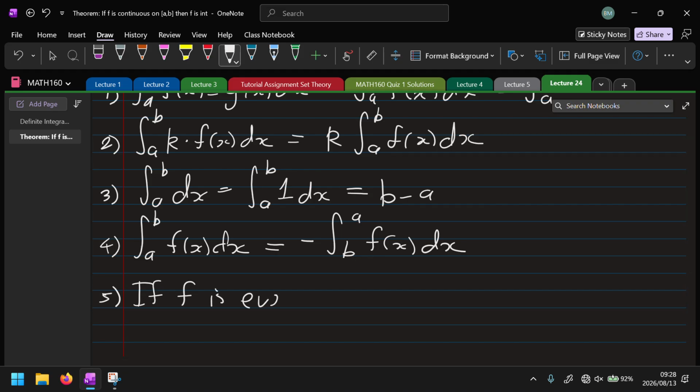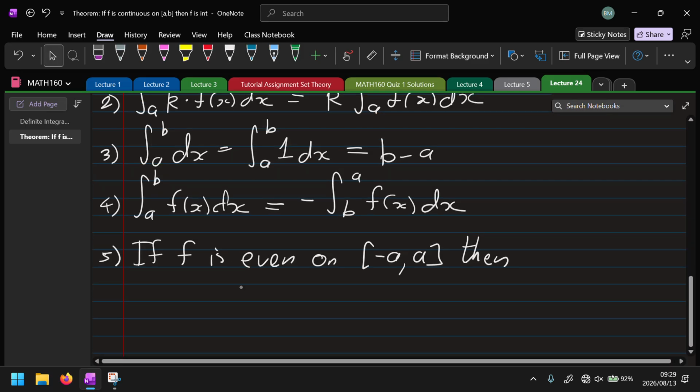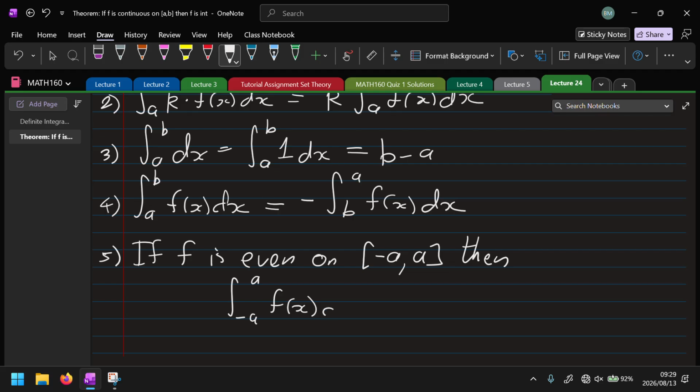If f is even, remember even and odd. If f is even on the interval minus a to a, it must look like this though. It can't be any a to b. It must be from minus a to a. Then the integral from minus a to a of f of x dx is equal to twice the integral from 0 to a of f of x dx.